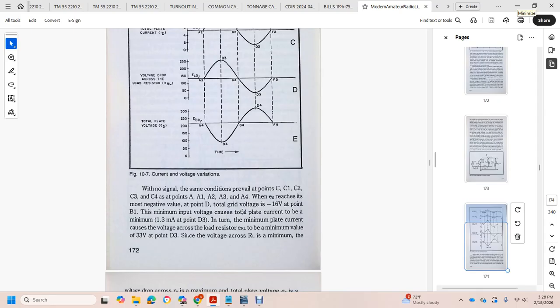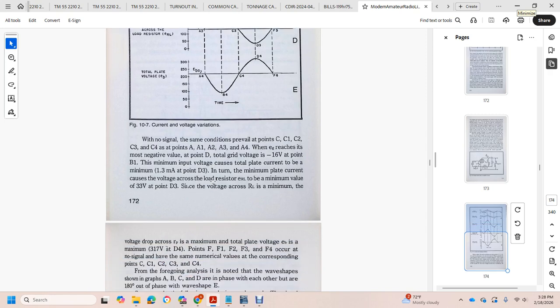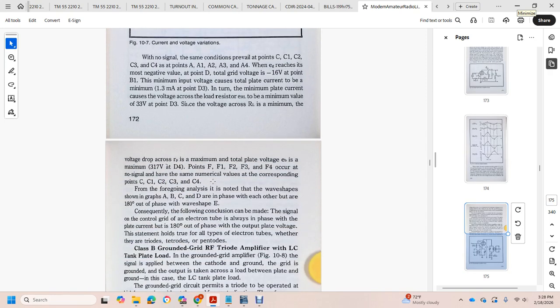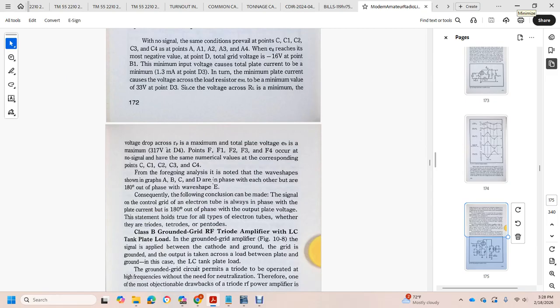With no signal, the same conditions prevail at C1, C2, C3, C4 for the points A1, A2, A3, A4. At the most negative point, point D, the total grid voltage is negative 16 volts at point D1. The minimum input voltage causes the total plate current to be 1.3 milliamperes at point D2. The minimum plate current causes the voltage drop across the load resistor to be a minimum value of 33 volts at point D3, so the maximum total plate voltage is 317 volts at D4. Points F1, F2, F3, F4 with no signal have the same numerical values as the corresponding C1, C2, C3, C4.